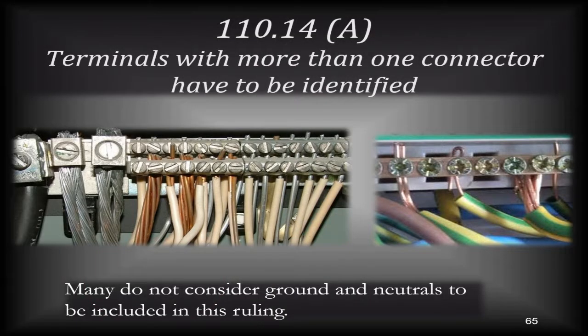Okay, 110.14(A), terminals with more than one connector have to be identified. What do they have to be identified for? Well, they have to be identified to be acceptable to have more than one connector on there. So double lugging is not acceptable either. A lot of people don't consider grounds and neutrals to be included in this ruling, but that's absolutely a false statement. Neutrals and grounds are still considered to be conductors.